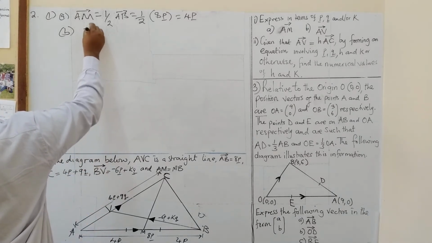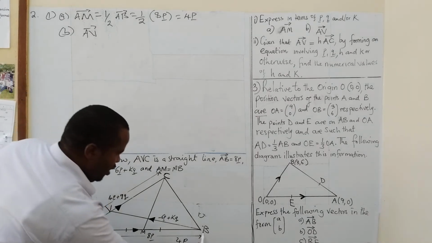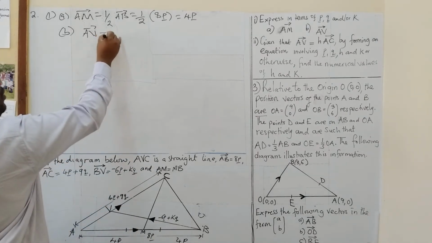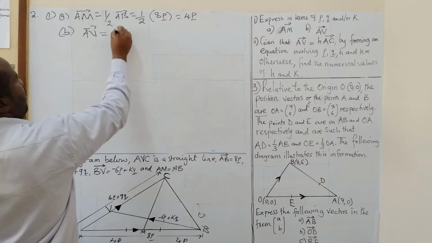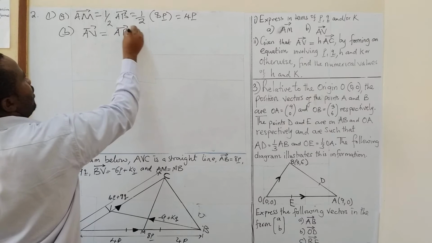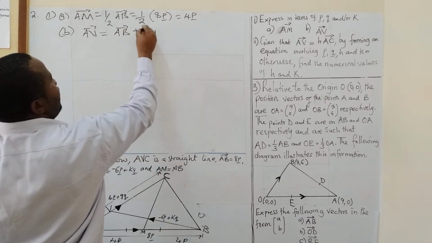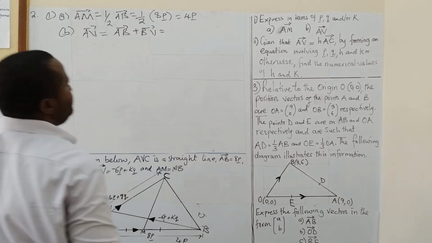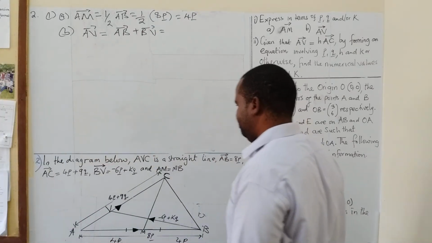AV. You need to move from A to V. You move from A to B, B to V. I hope it is okay. A to B, AB plus BV. Okay? What is our AB?